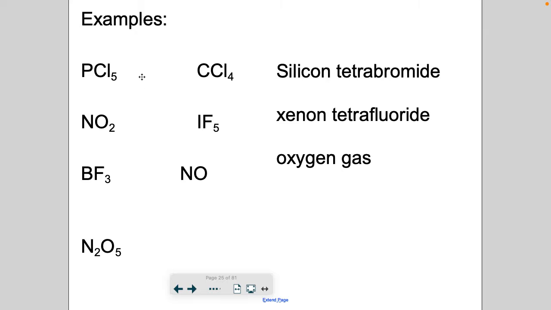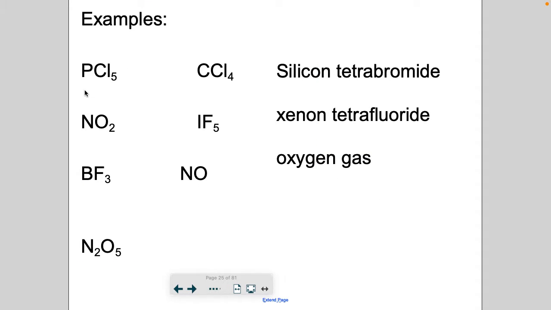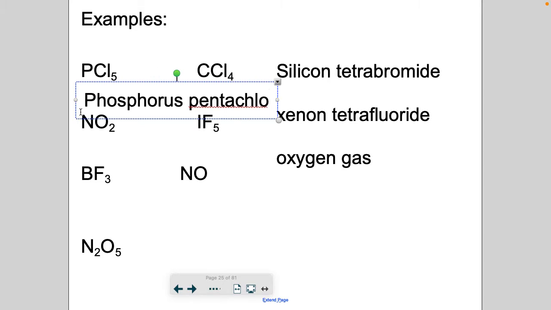So I think we have some examples here. Okay, so P is phosphorus, and then 5 chlorines, prefix for 5, pentachloride. Change the end into IDE.